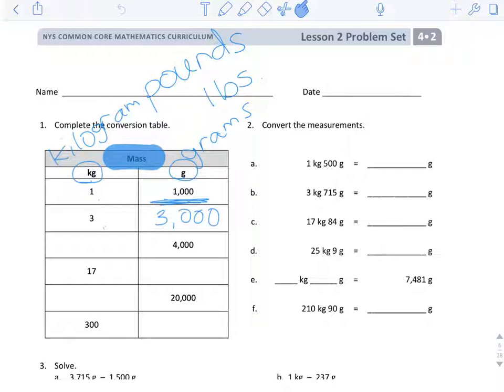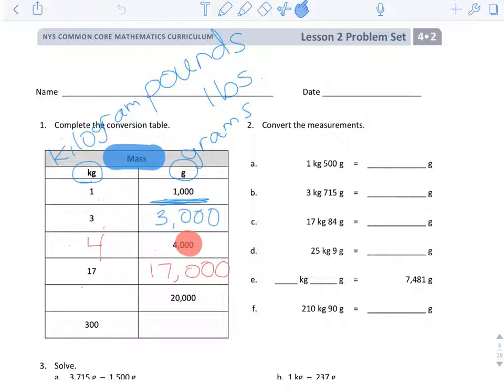Same thing here. If I covered up the 3 zeros, I'm just left with a 4. So this is 4 kilograms. I can't erase that. Now, if you notice, there's a bit of a jump here. 1, 1,000. 3, 3,000. 4, 4,000. 17. What goes next? That's right, 17,000. And I'm always adding 3 zeros.